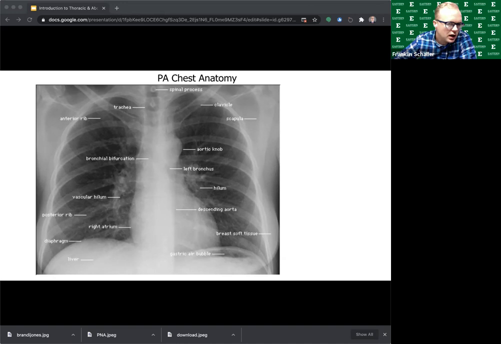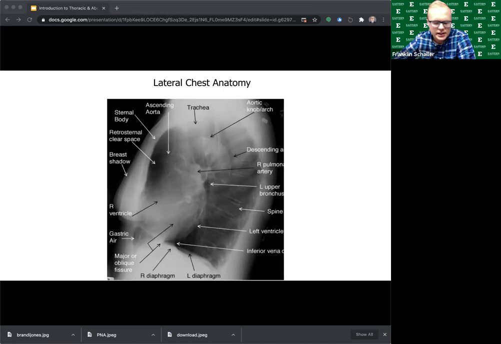Some of those terms might sound like foreign language right now, and that's okay. We will jump into those a little bit further in the near future, I promise. On the lateral chest x-ray, we see a lot of anatomy here as well, a lot of overlapping with the other view. But on this lateral view, you'll note you can see both the left and the right diaphragm. And there are a decent amount of cases of pneumonia that can be picked up just simply by seeing that there was obscuring of the right or left diaphragm. So just something to keep in mind.